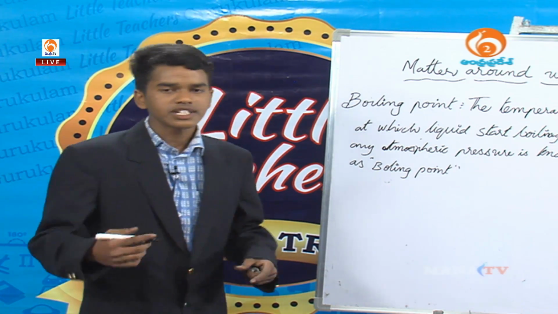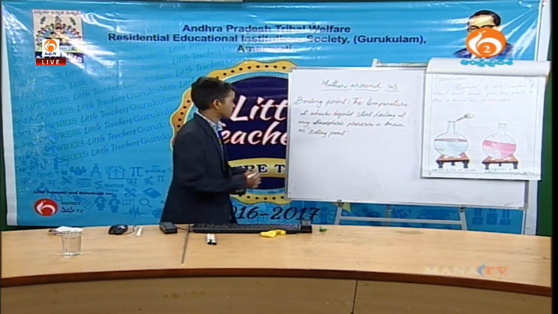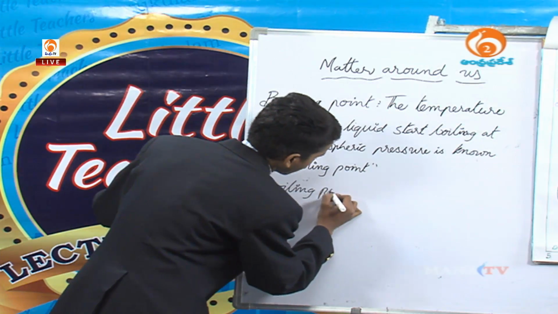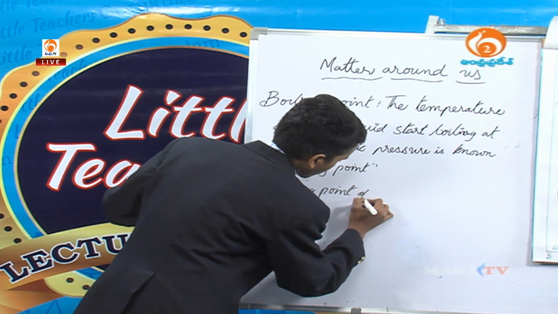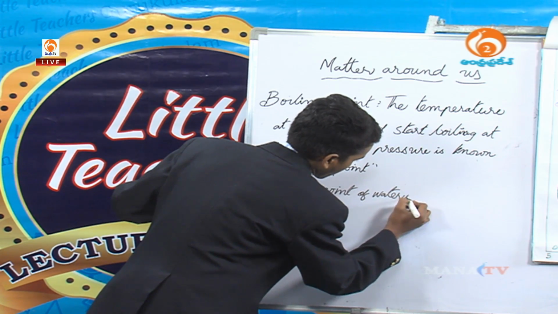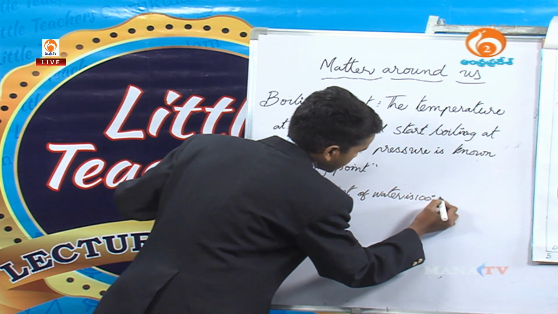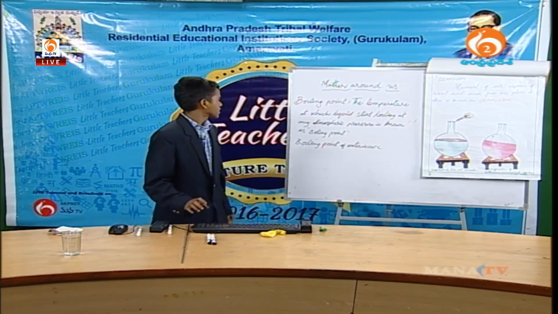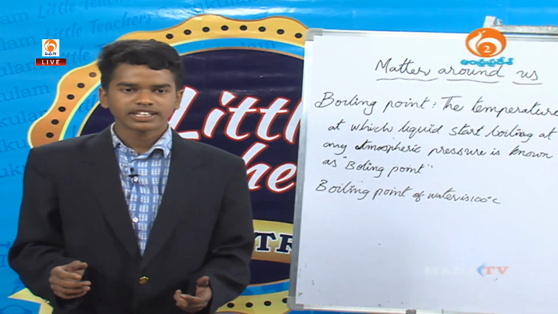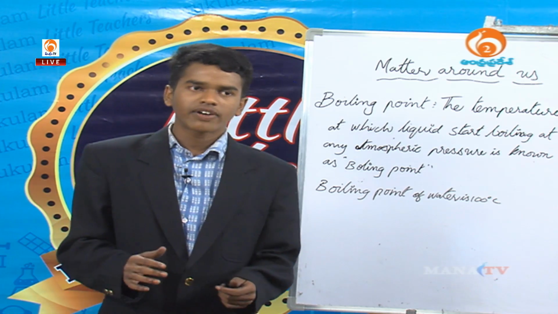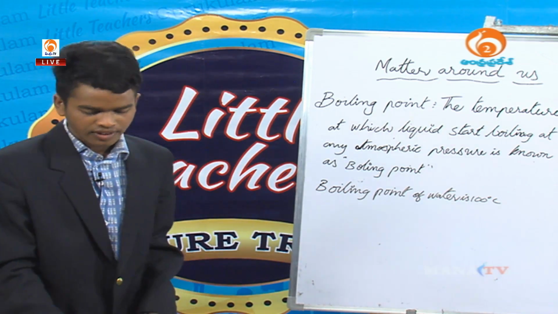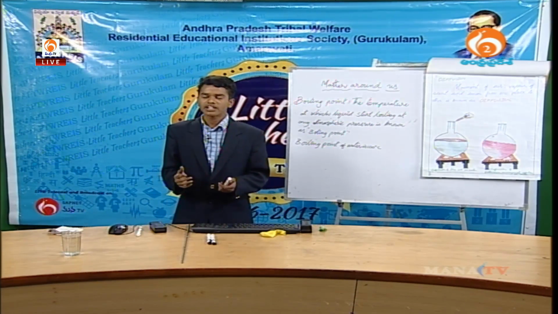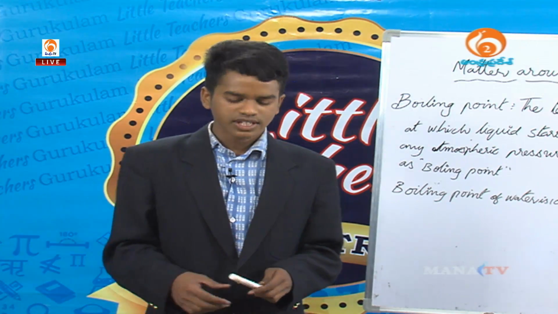Okay, the boiling point of water is 100 degrees Celsius. The melting point of water is 0 degrees Celsius, and the boiling point of water is 100 degrees Celsius, and we can use another scale, that is Kelvin, to measure the temperature. Okay.